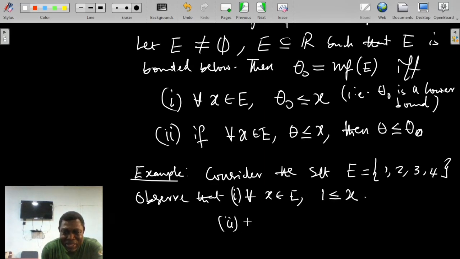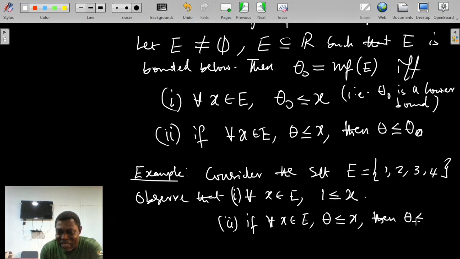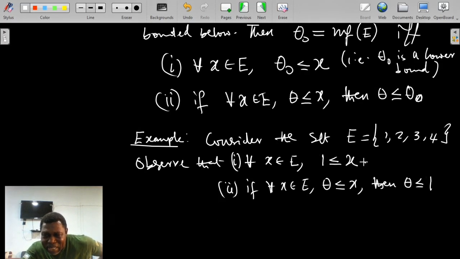II, if for any x in E, theta is less or equal to x, then theta is less or equal to 1. This is true. Of course, 1 is less or equal to x because, from what we are seeing, 1 belongs to E, and 1 is smaller than every other thing in the set, and also smaller than or equal to itself. So 1 is smaller or equal to everything in the set. That's what gives us the first one.